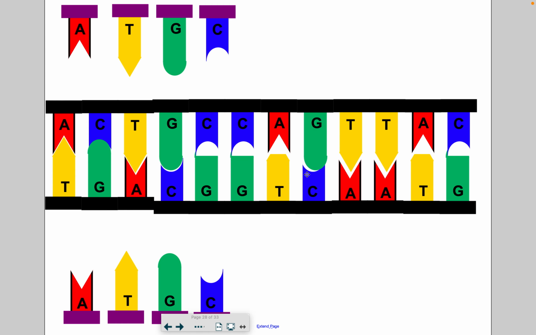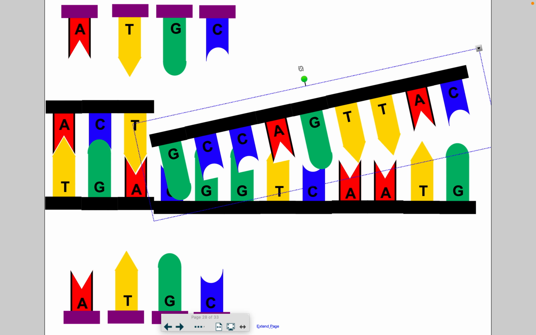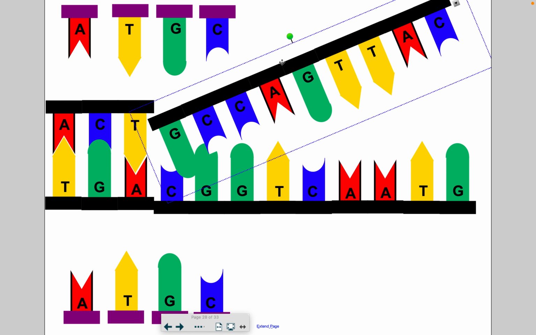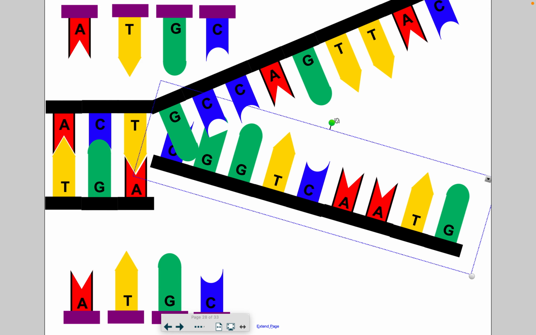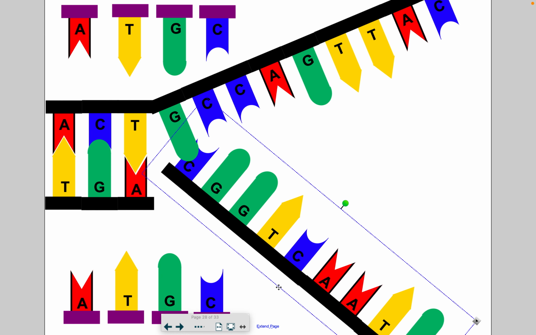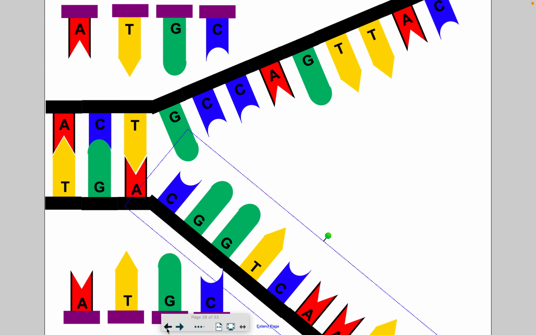So I have this model here. It's not perfect, it's going to be kind of glitchy. The first step is that DNA is unzipped. So I'm going to do this to show that it's being unzipped by the enzyme. Which enzyme? DNA helicase. And let's just say that this top half is my leading strand.